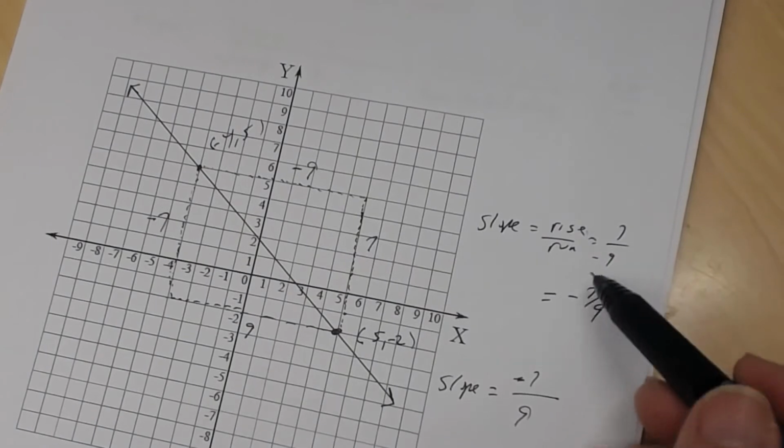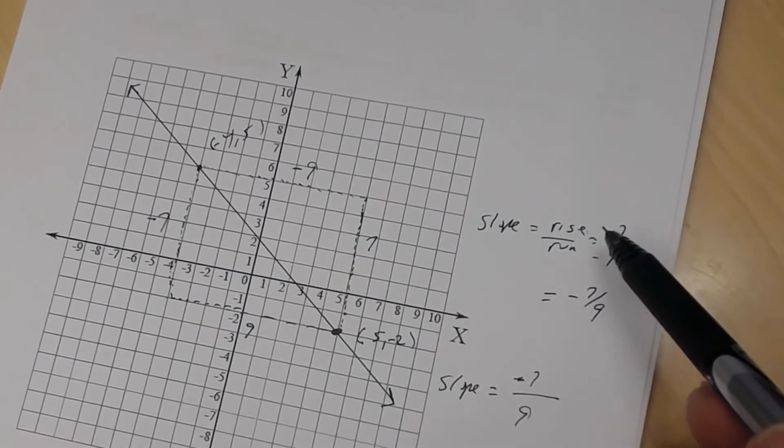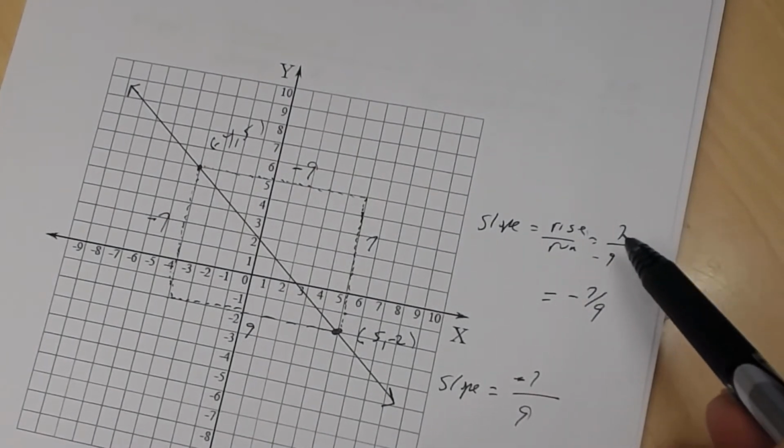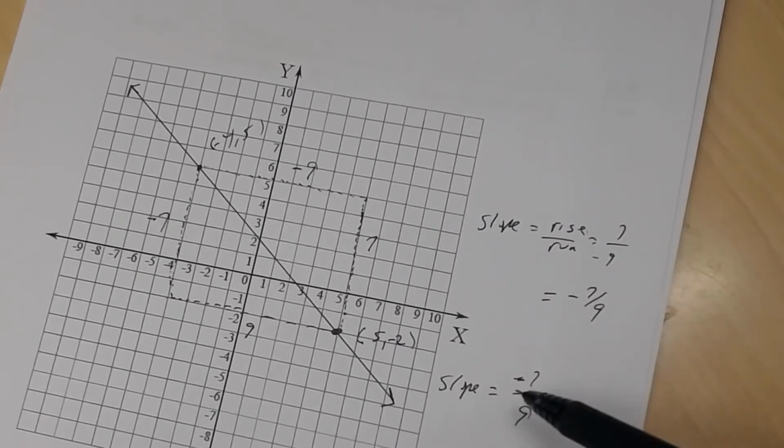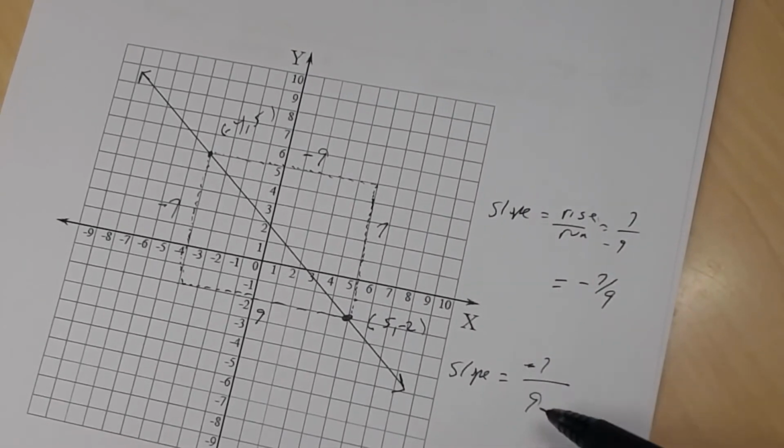So notice the difference depending on which point you use. So here, the numerator is positive 7, the denominator is a negative 9. Here, the numerator is a negative 7, the denominator is a positive 9. But it does not matter because it's the same slope, it's the same value, negative 7/9.